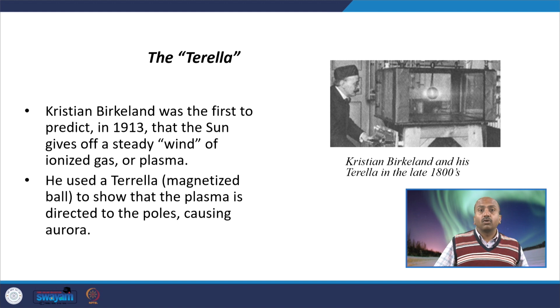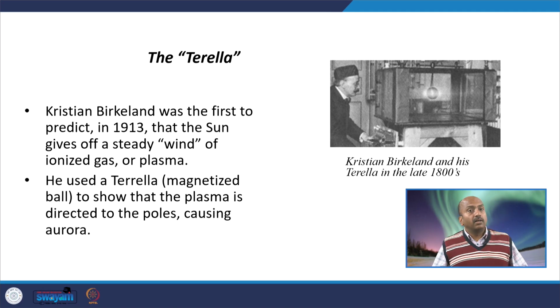Now, the experimental evidence subsequently came when Christian Birkeland was the first to predict in 1913 that the sun gives off a steady wind of ionized gas. So, something like vapor evaporating from a liquid which is being boiled. Just like that, the sun can be considered a hot object, and vapor is evaporating from all sides of the spherical surface, and this vapor is what we refer to as the solar wind.